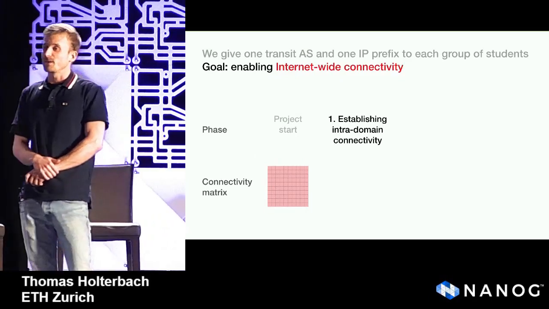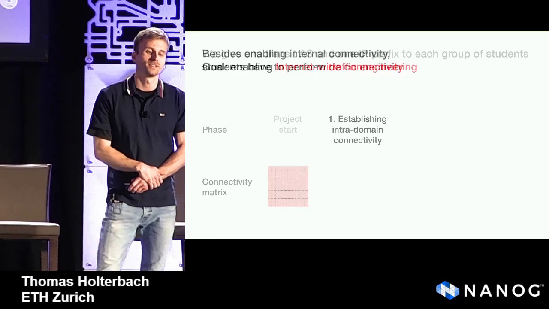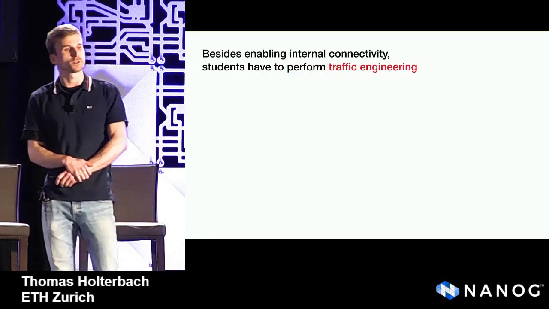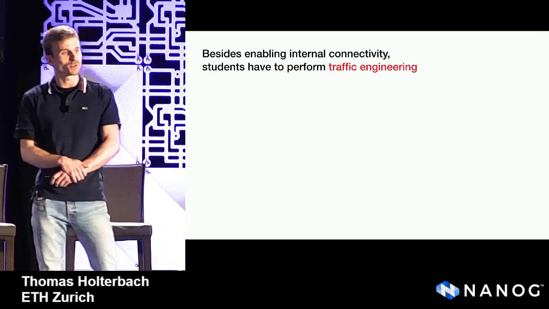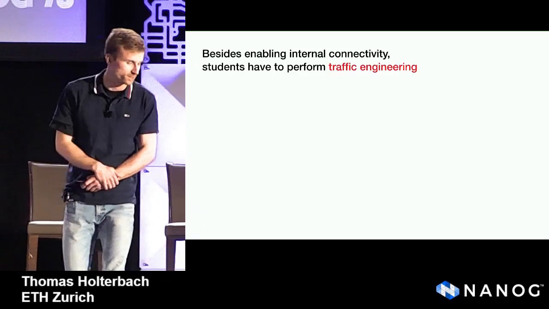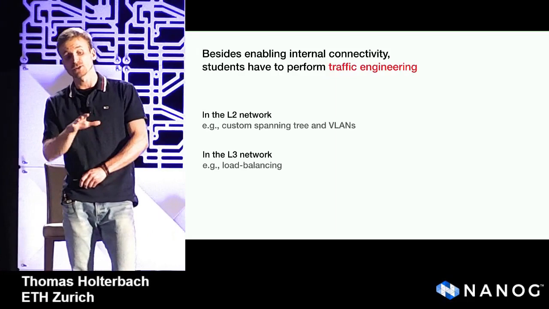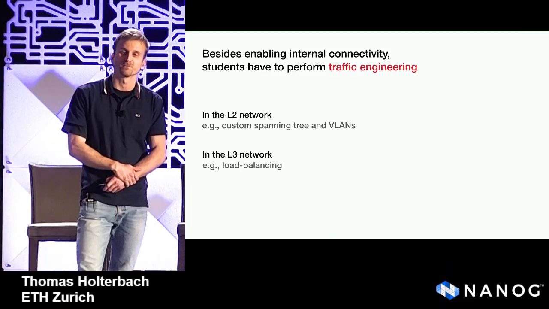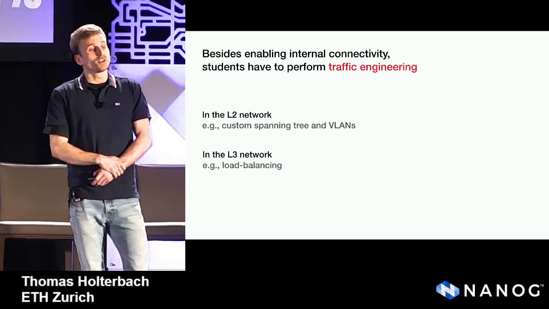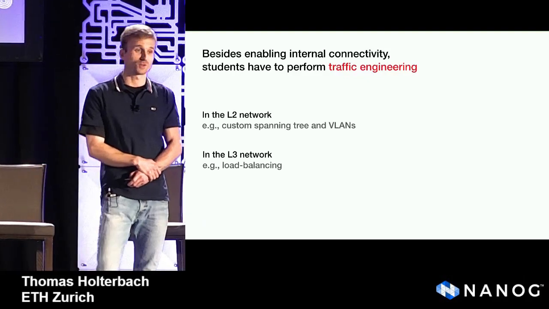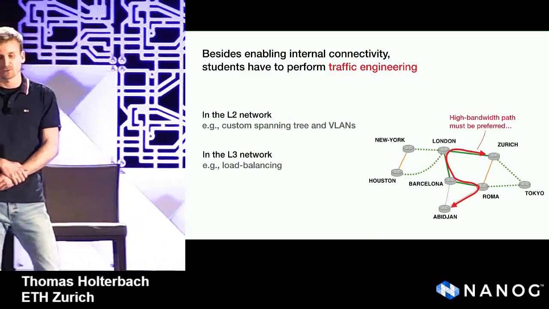Now the first thing that we ask the students to do is to configure intra-domain routing. First, they have to configure IP addresses, then they have to configure OSPF, and after this, we ask them to configure some more advanced policies. For instance, traffic engineering in this case. In the layer 2 network, we ask them to configure custom spanning trees, for instance, or some VLANs, as I said before. In the layer 3 network, we can ask them to do some load balancing. We can also ask them to do some other types of traffic engineering.